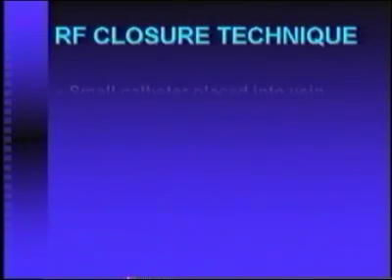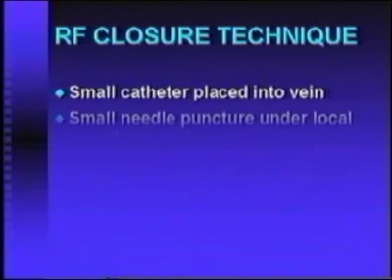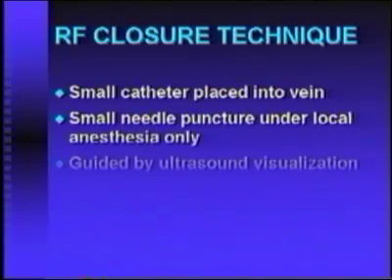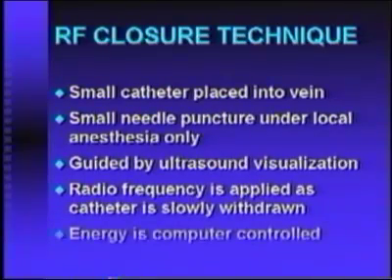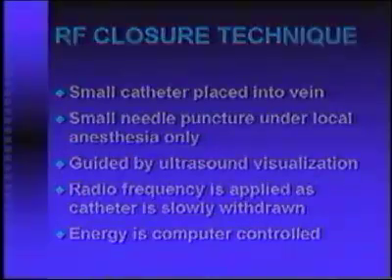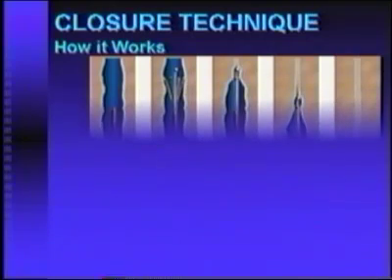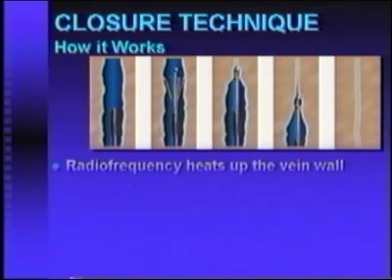For the RF closure technique, a small catheter is used. A small needle puncture guided by ultrasound under local anesthesia provides the entry point. Radio frequency is applied as the catheter is slowly withdrawn. The energy is computer controlled for added safety. Radio frequency applied through small electrodes heats up the vein wall. The vein wall shrinks and collapses as the catheter is pulled back.